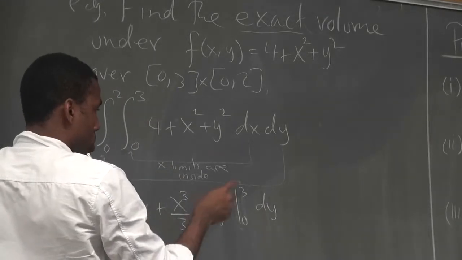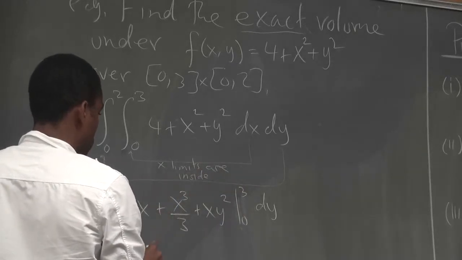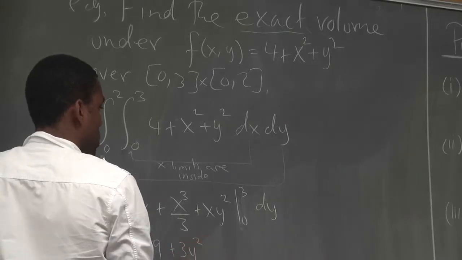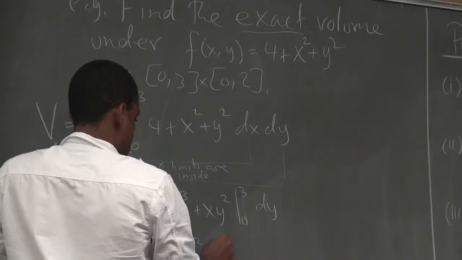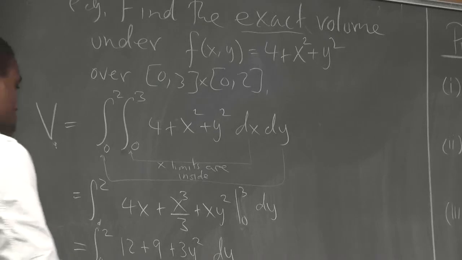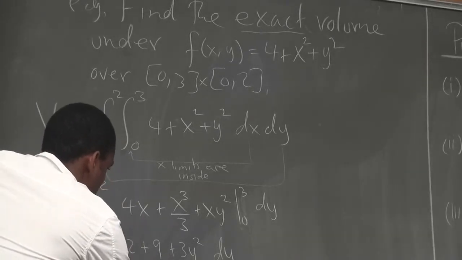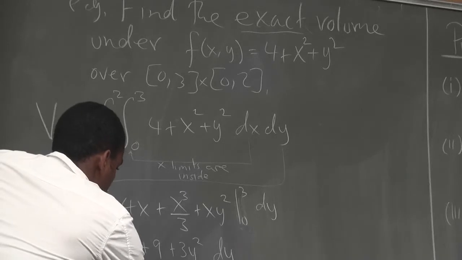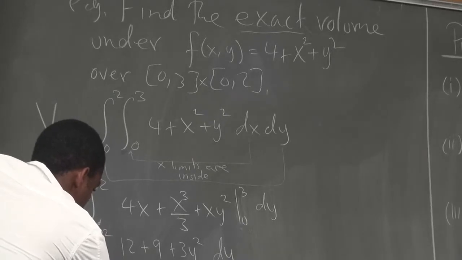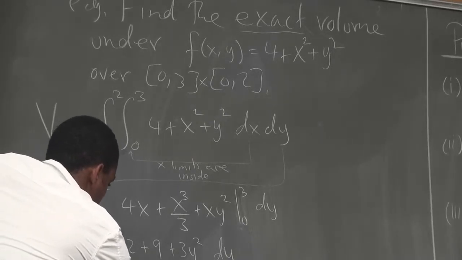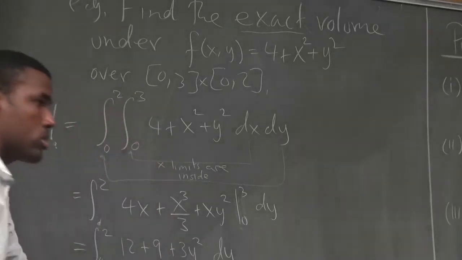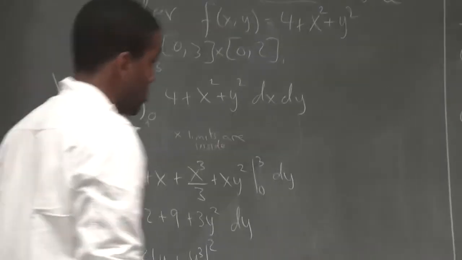So I plug in 0, then plug in 3, and I would have 12 plus 9 plus 3y squared. So 12 plus 9 is 21, you integrate that, you just get 21y plus y cubed, between 0 and 2. So you get 42 plus 8. So the actual value is 50, so our last one was an overestimation of the value.